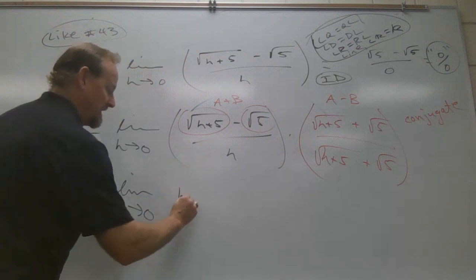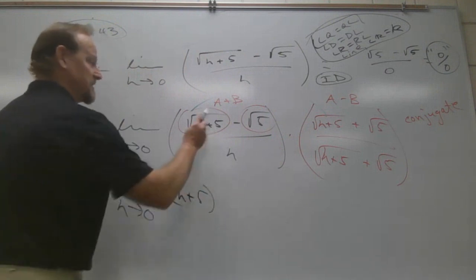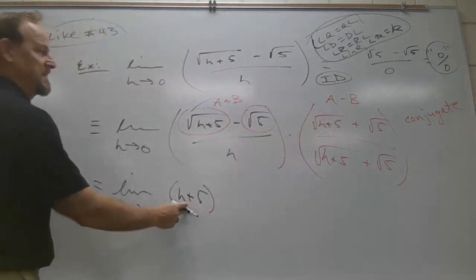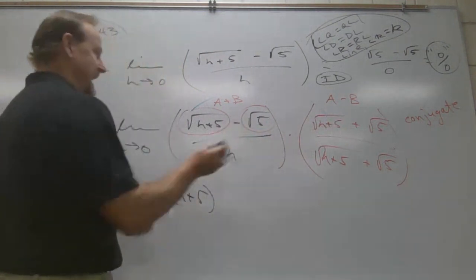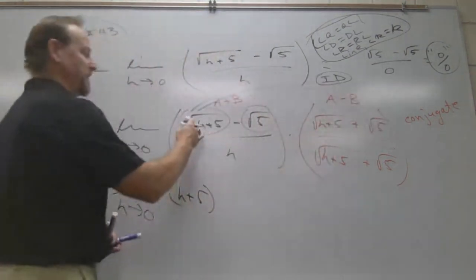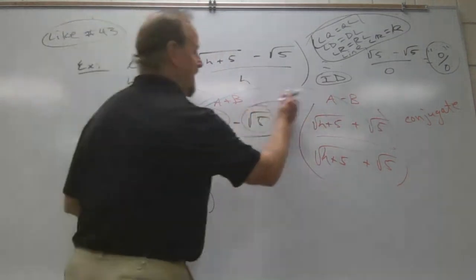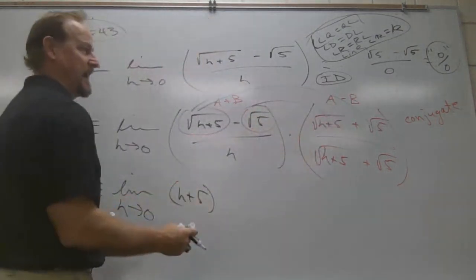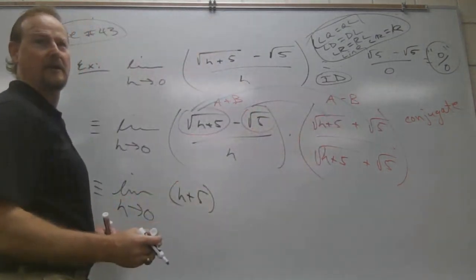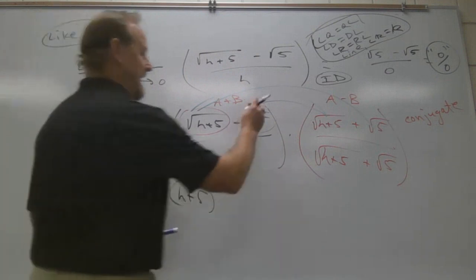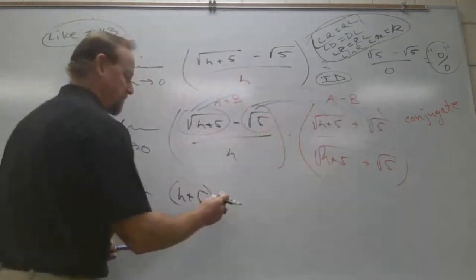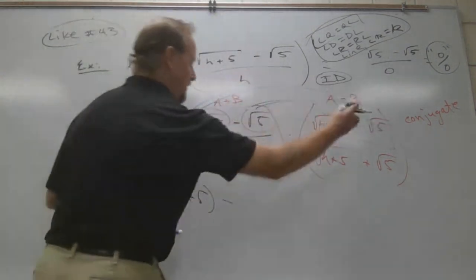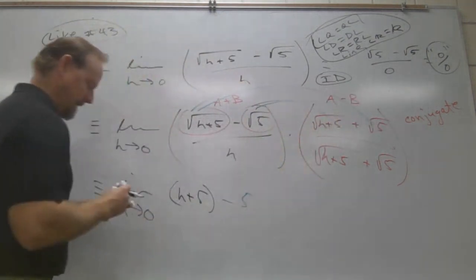All right, but anyway, so this is h plus 5, right? Because square root of h plus 5 times square root of h plus 5 is h plus 5. And then what happens to the outer and inner terms? So it's square root of 5 times the square root of h plus 5 minus the square root of 5 times square root of h plus 5. That goes away, right? The outer and the inner cancel. And then last times last. Minus times plus is minus. And then square root of 5 times square root of 5 is 5.